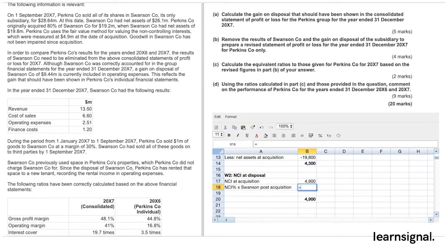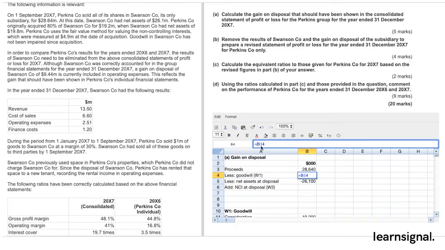So what's important here is to look at your calculation. We start off with the 20%, which we already know, and we multiply that by the difference between the current net assets of Swanson and the net assets at acquisition, which are 26.1 million and 19.8 million. We've already used a lot of these answers, so we're going to bring that up to the calculation above.